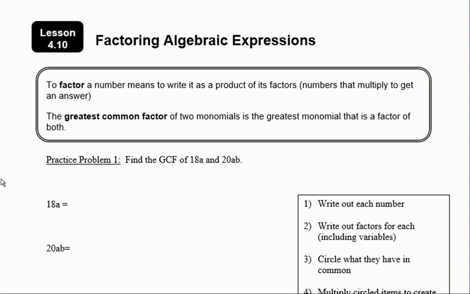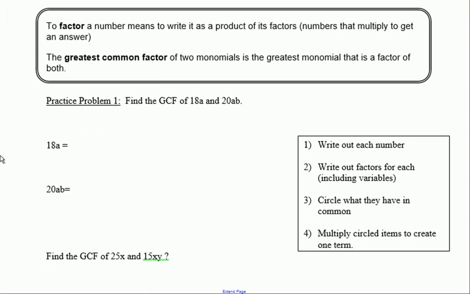To factor a number means to write it as a product of its factors, numbers that multiply to get that answer. You've learned the word factor before, and you've done greatest common factor before. The greatest common factor of 2 monomials is the greatest monomial that is a factor of both. Doesn't sound very complicated, but we'll talk about that in a second.